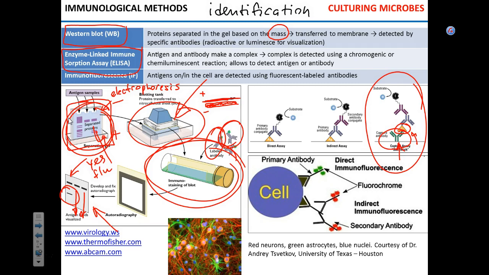Then you can add another set of antibodies here that will manage to detect your antigen. Does that make sense? Basically, we call it a capture ELISA because this antibody captures the antigen. And then you can figure out whether the antigen is there.